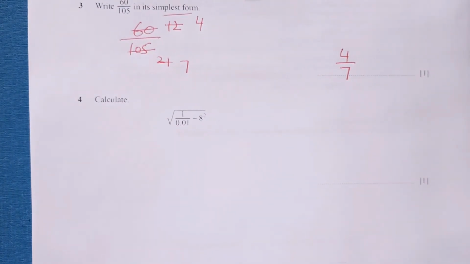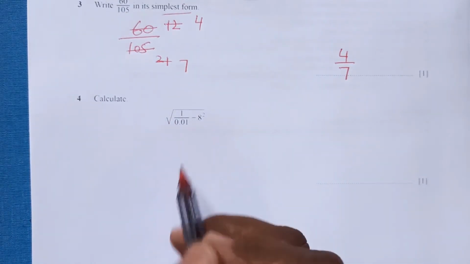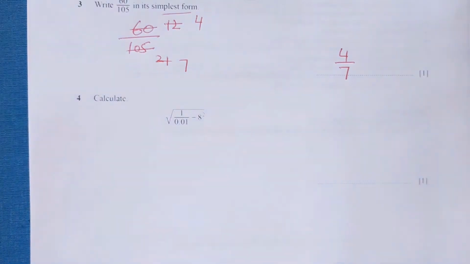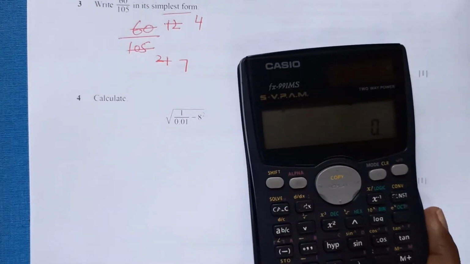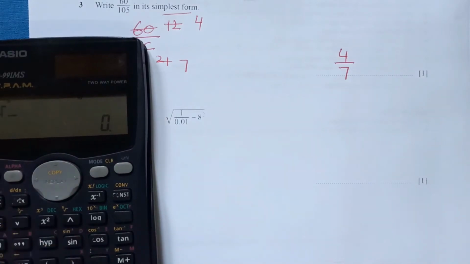Now calculate the square root of 1 over 0.01 minus 8 squared. So 1 over 0.01, let's see this one here. You need to use calculator in this. Square root, we need to put bracket here. 1 divided by 0.01 bracket, minus 8 times 8 is 64. So it's giving us an error. Let's start again.